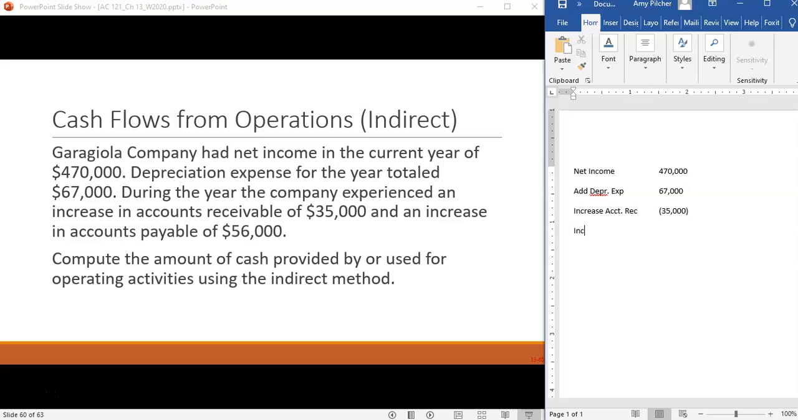We also have an increase in accounts payable. Current liabilities have the opposite effect of current assets. So if we subtract an increase for a current asset, we add it for an increase in a current liability. So then we're going to add $56,000. We have net cash from operating activities for this company of $558,000.